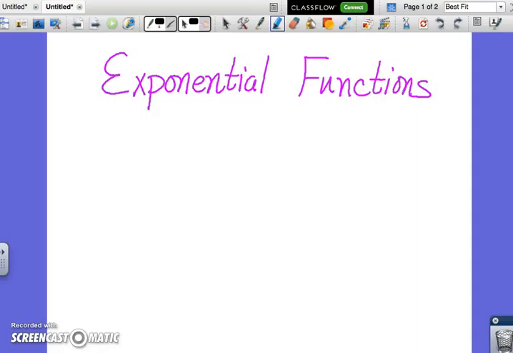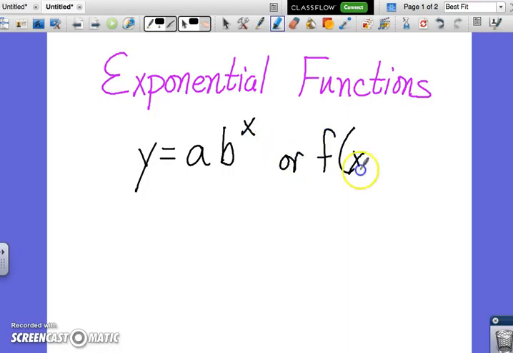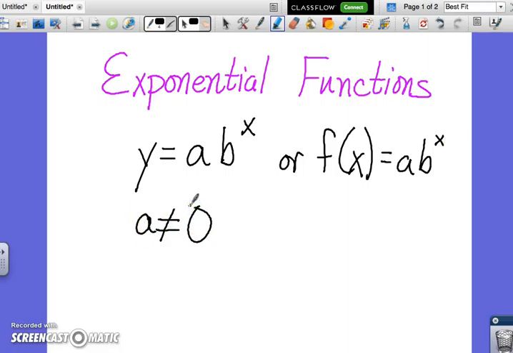So an exponential function is any function that can be written in the form y equals a times b raised to the x power. Or you could say it's f of x equals a times b to the x power. A couple of things here. First of all, a cannot be 0. So when we look at these, a cannot be 0 in an exponential function for it to be exponential.